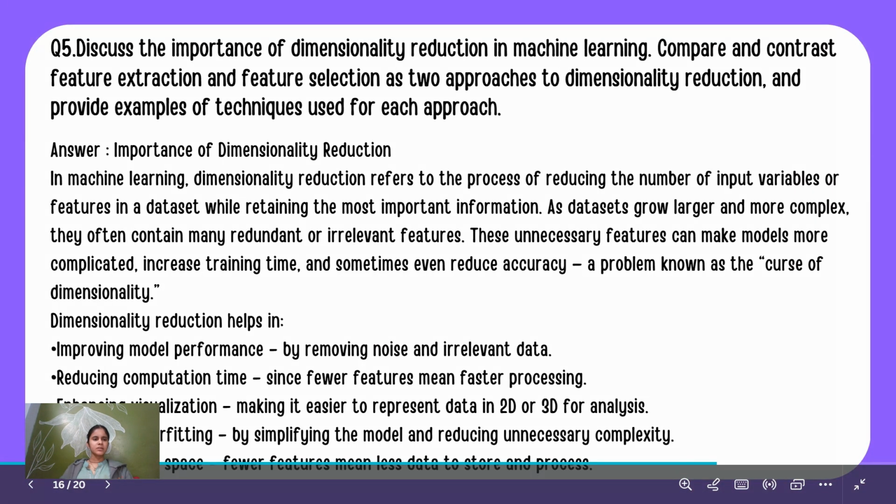Now, move to the next question, question number 5. Discuss the importance of dimensionality reduction in machine learning, compare and contrast feature extraction and feature selection as approaches of dimensionality reduction, and provide an example of a technique used for each approach.